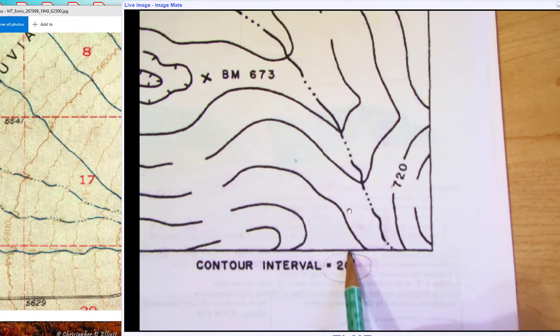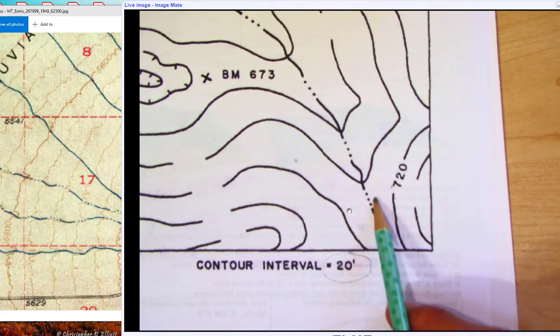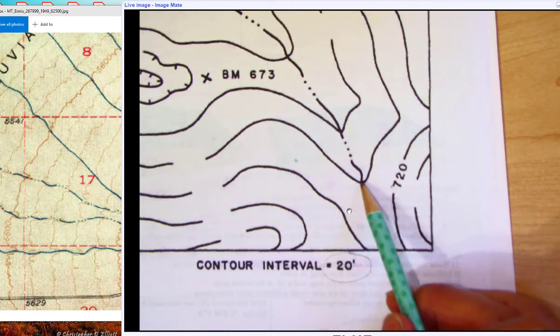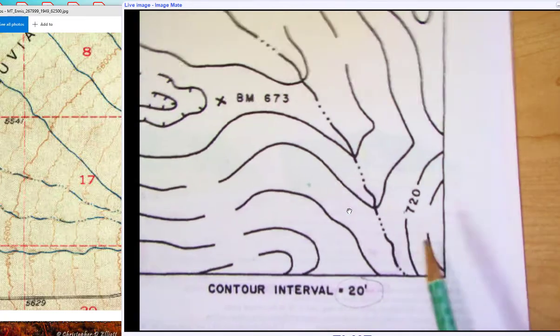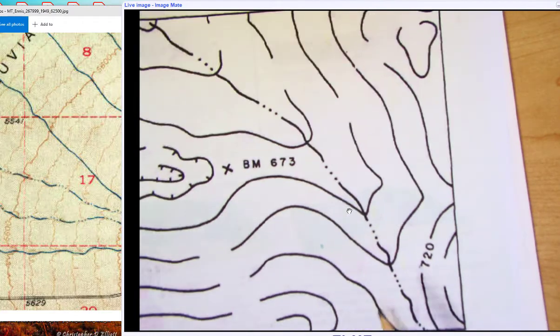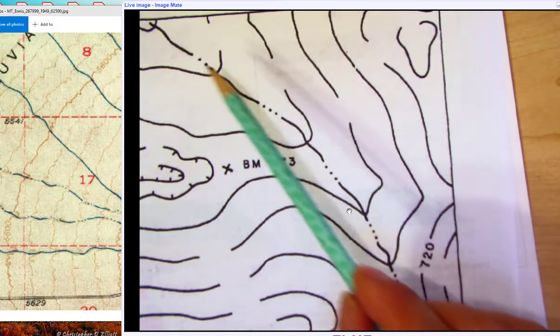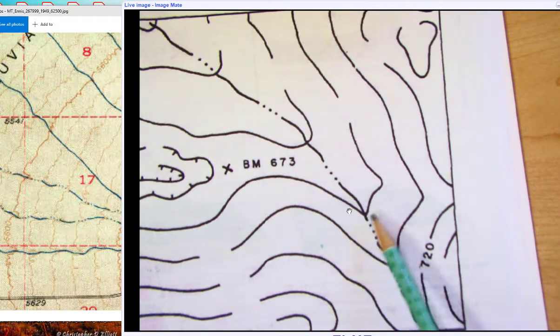So study this, and there's a stream right here. This is a little stream. And note the V's, the closed end of the V's. Use the rule of V's to figure out which way the stream is flowing. Is the stream flowing toward the north, or is it flowing toward the south? But remember your rule of V's.